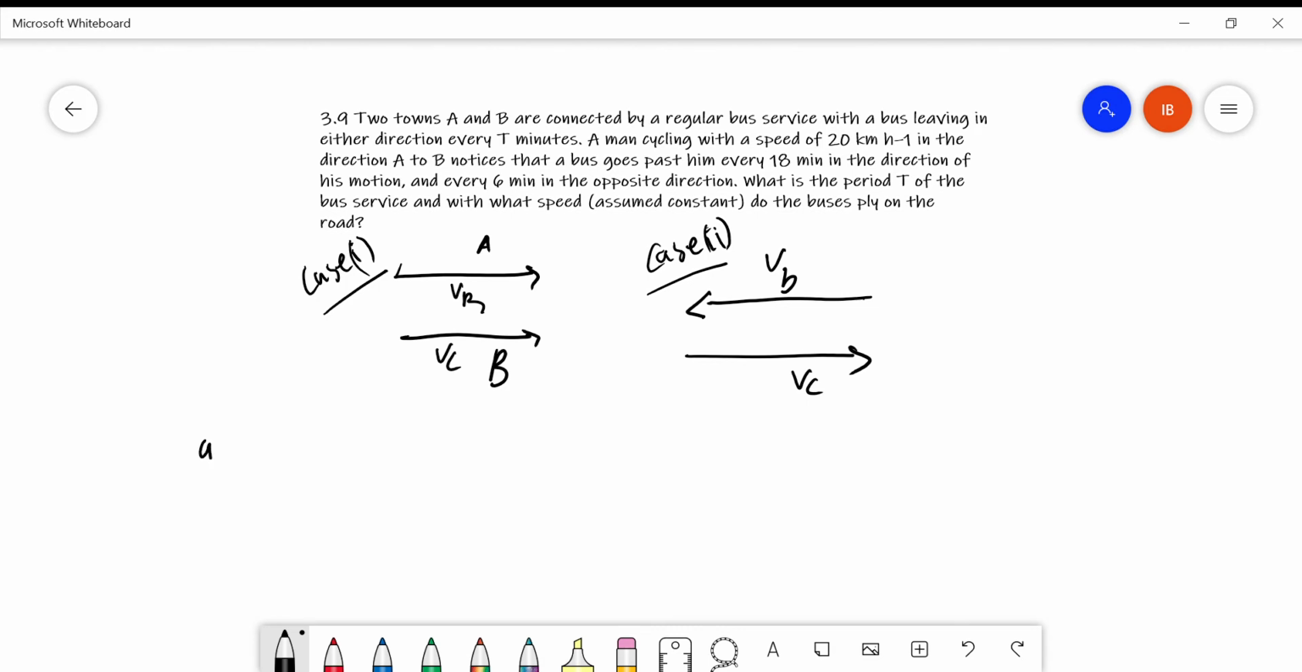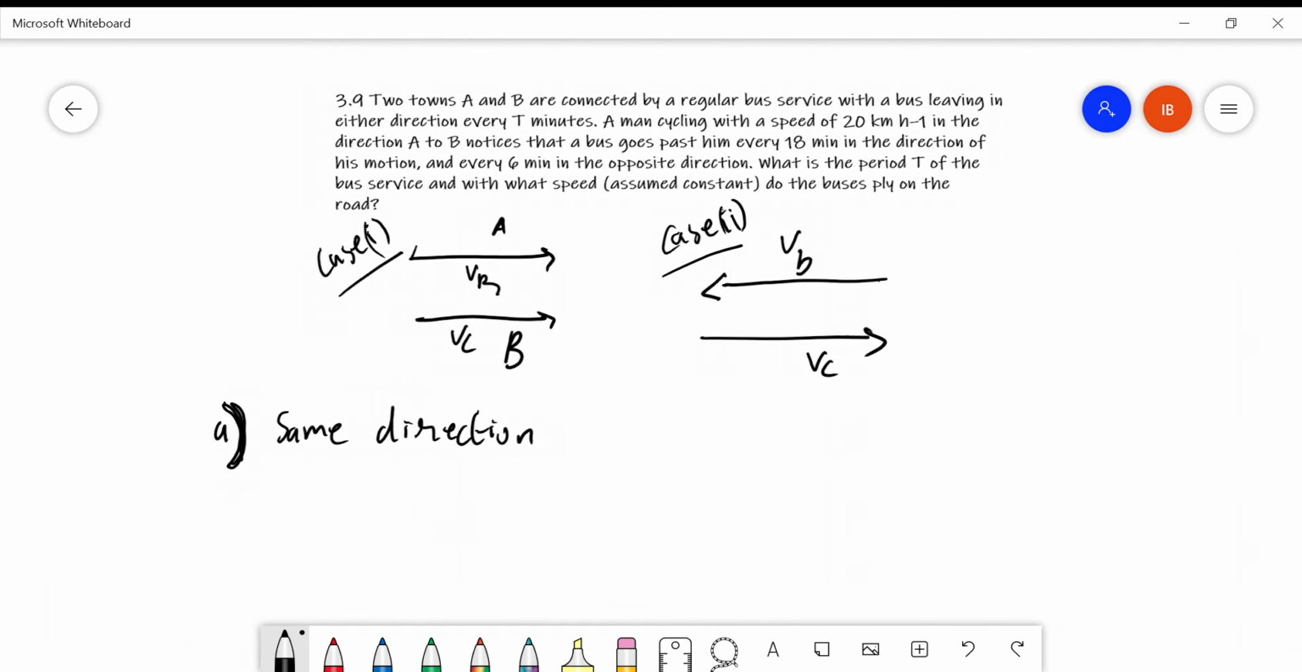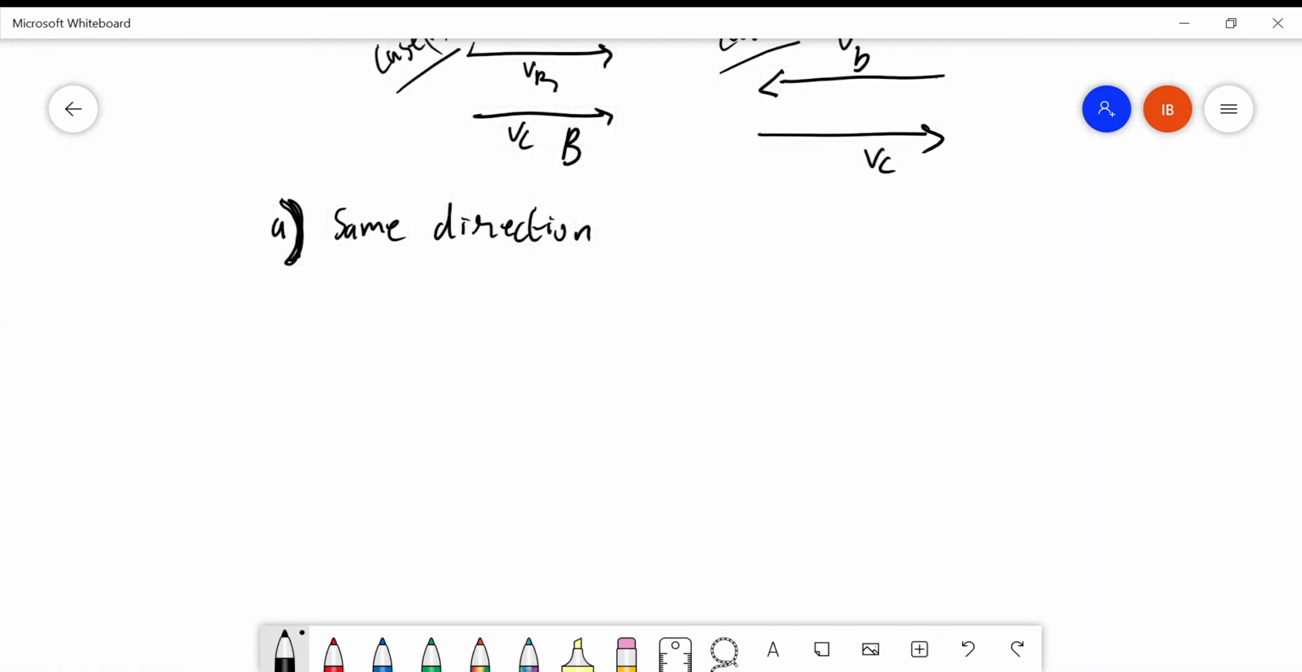So we can take it as the first case, same direction. For that, we have to find the relative velocity of bus with respect to cyclist. So we can write that as bus with respect to cyclist: VB minus VC, which is equal to VB minus 20, since they gave it, kilometer per hour.